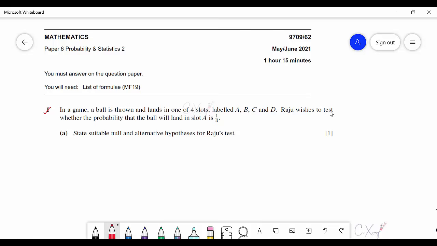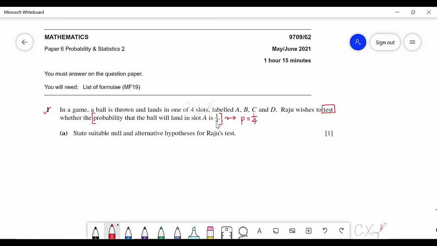First you can see the keyword test. So it means that probably it will be a hypothesis test question. Then they give us the probability as well. The ball that will land in slot A is 1 over 4. So for this one, you can see that they focus on probability. And if I translate this sentence into symbol form, it will be P equals to 1 over 4.